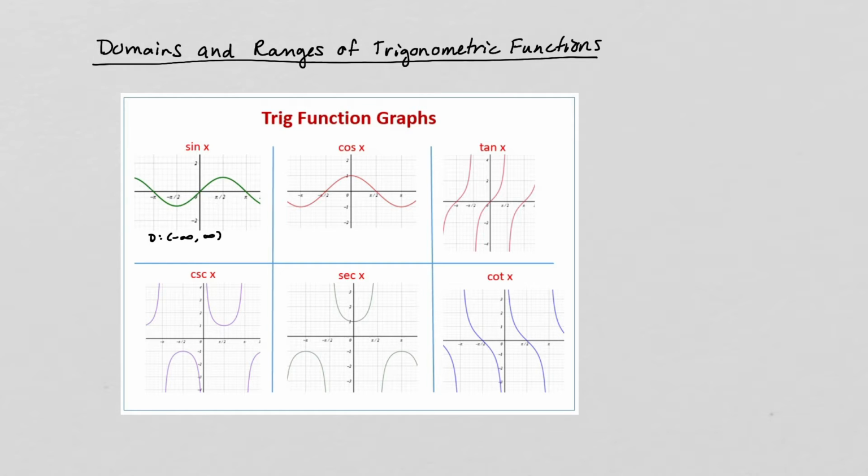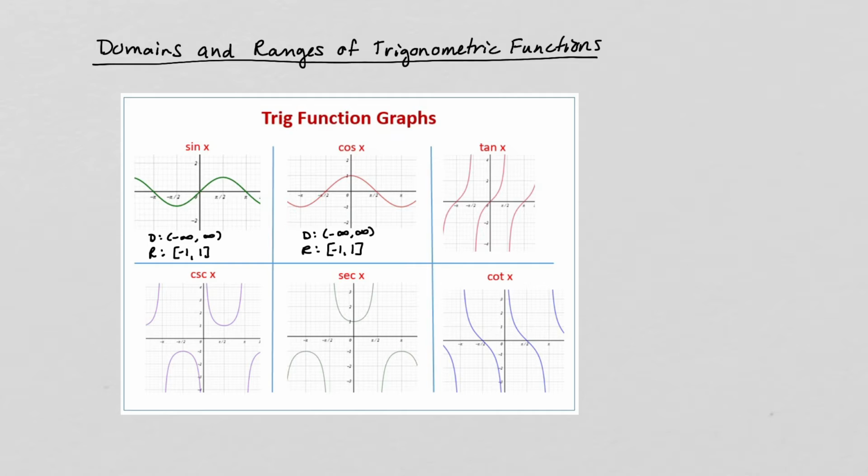The sine graph here goes all the way from the left and it keeps going on and on to the right. And then the range is from minus 1 to 1. So it's all the numbers between -1 and 1. And those same things hold for the cosine function. So the domain of the cosine function is minus infinity to infinity. And the range is also minus 1 to 1.